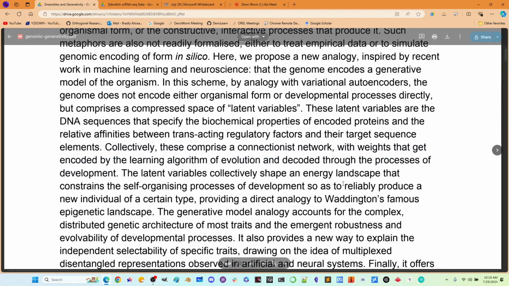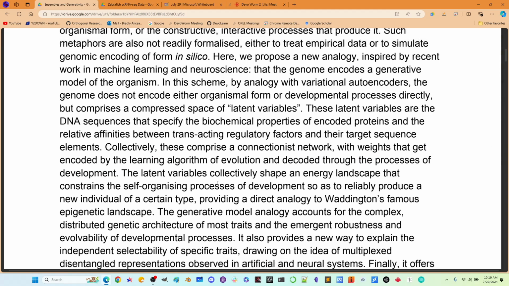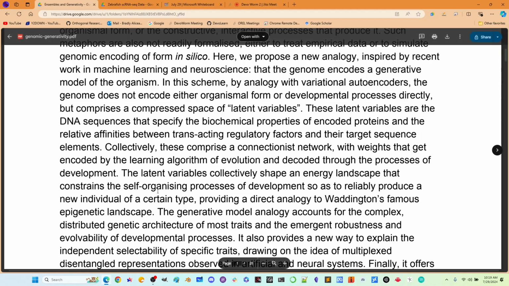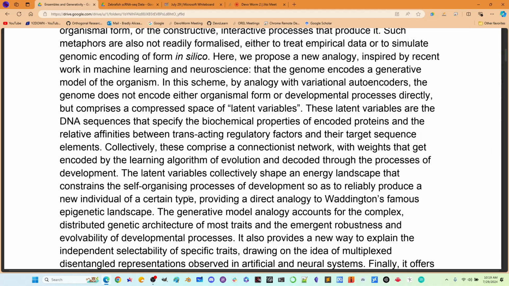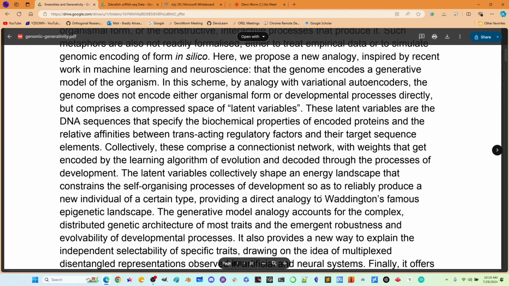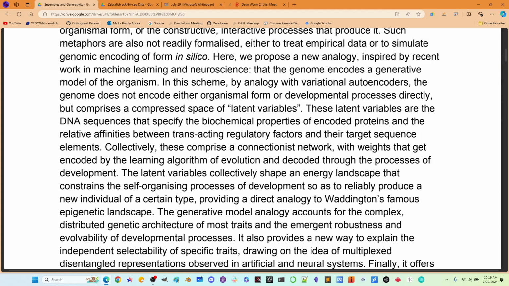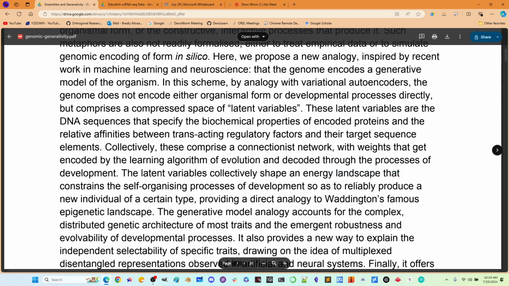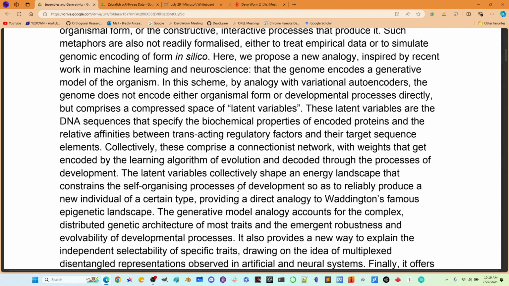The latent variables collectively shape an energy landscape that constrains the self-organizing processes of development so as to reliably produce a new individual of a certain type. This is actually where they mention Waddington's famous epigenetic landscape. So this is a direct analogy, which is this energy landscape. This latent space shapes the energy landscape, or latent variables more specifically. So there's this connection between the latent space, the energy landscape, and this selective mechanism that's, in this case, encoded in a connectionist network with weights. This is an interesting way.